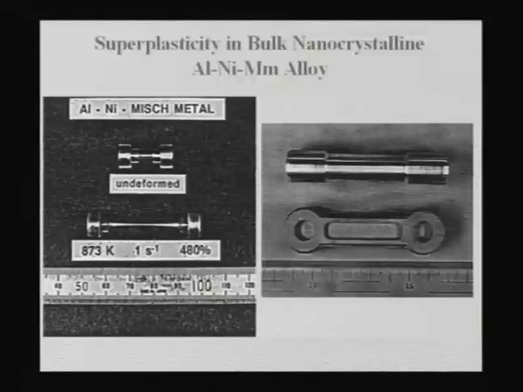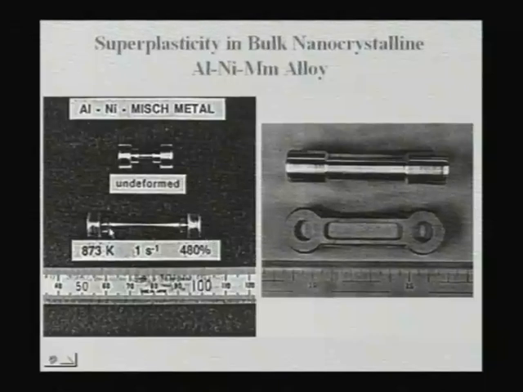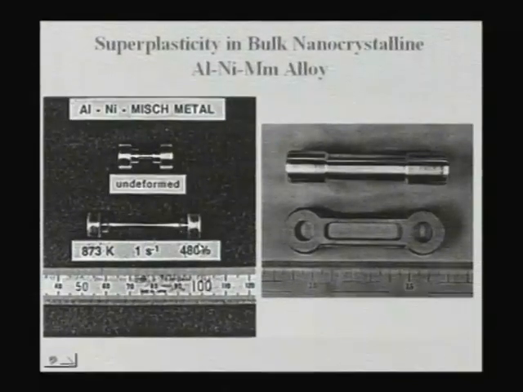All kinds of combinations are possible. Okay. So this is the bulk nanocrystalline alloys, and one can show in some of these nanocrystalline alloys that they can even be superplastic. This is one aluminum nickel mischmetal alloy. You can see the undeformed sample, and after deformation you can have almost 480% deformation. So you can elongate it by almost 480%, but provided you use a proper temperature.